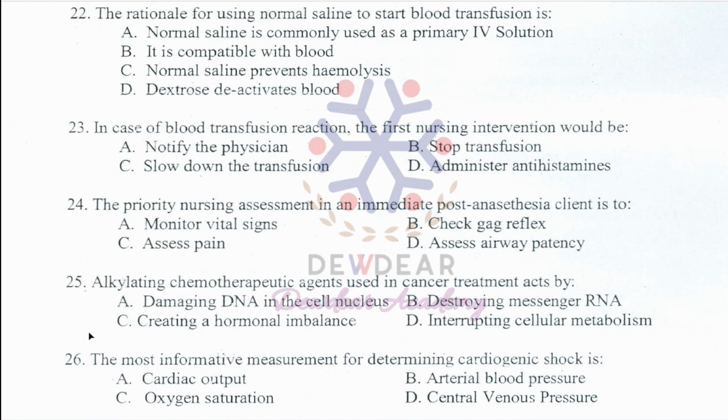Next question, question number 25. Alkylating chemotherapeutic agents used in cancer treatment act by: damaging DNA in the cell nucleus, destroying messenger RNA, creating a hormonal imbalance, interrupting cellular metabolism. The correct answer is option A, damaging DNA in the cell nucleus.